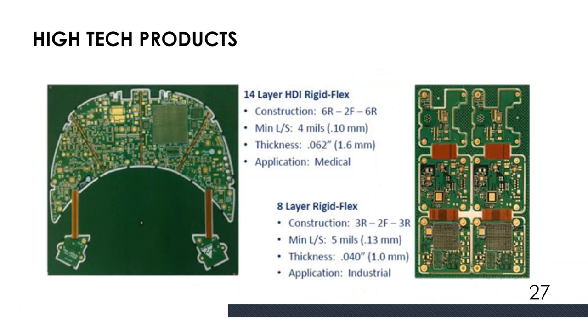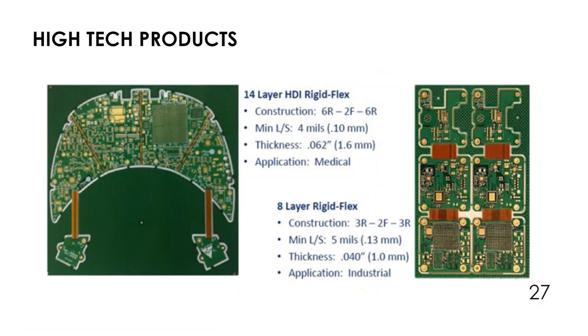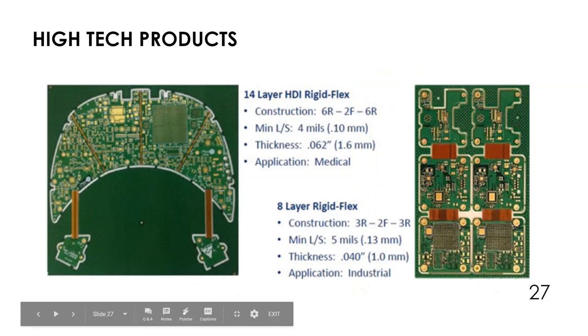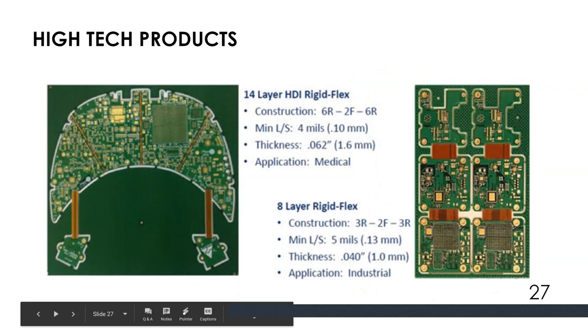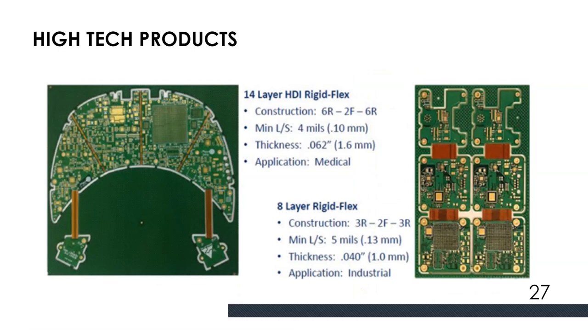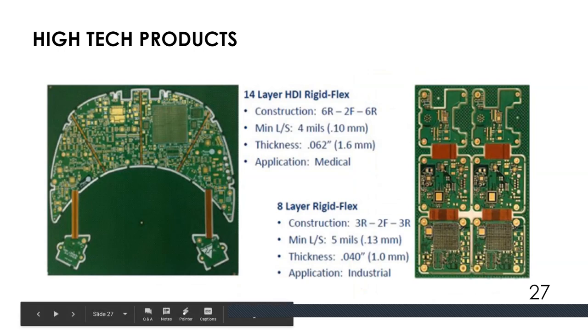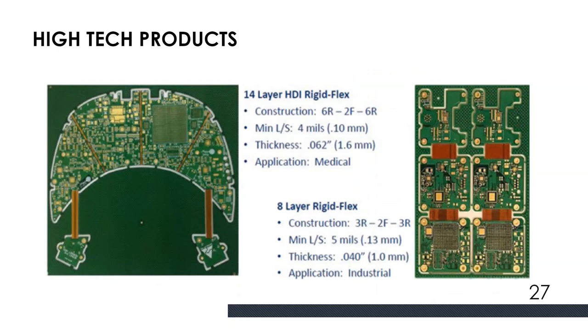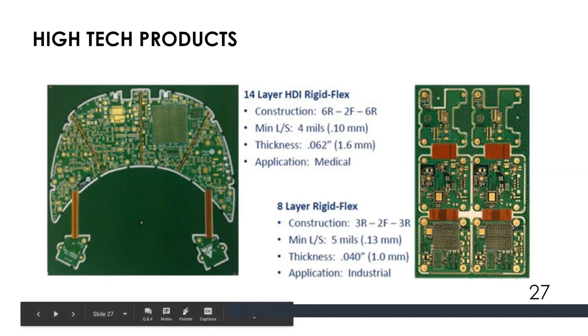Then these are rigid flex PCBs, with 6 rigid layers on either side and 2 flex layers, with a line width of 4 mil, 62 mil thickness, for medical applications. Here also 2F, 3R, 5 mil length, thickness is around only 40 mil. The application is industrial.